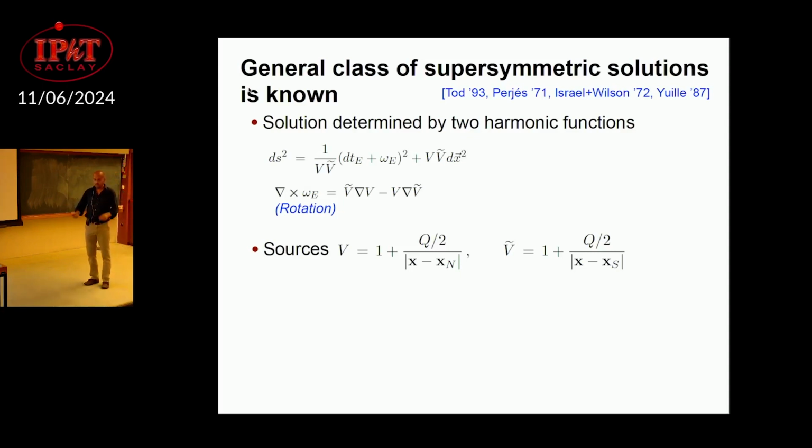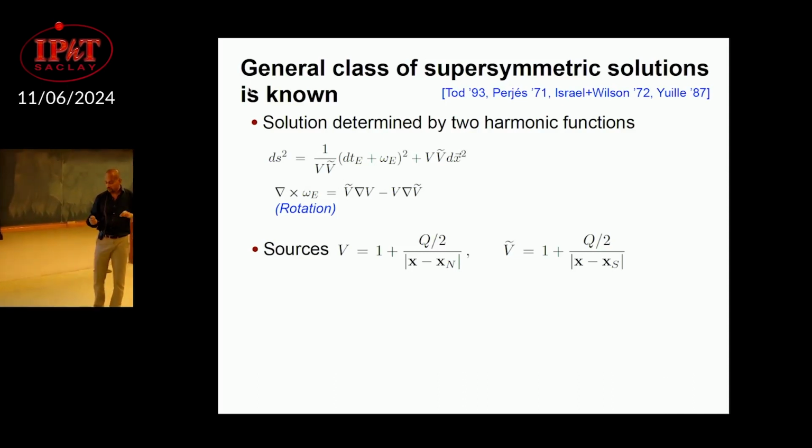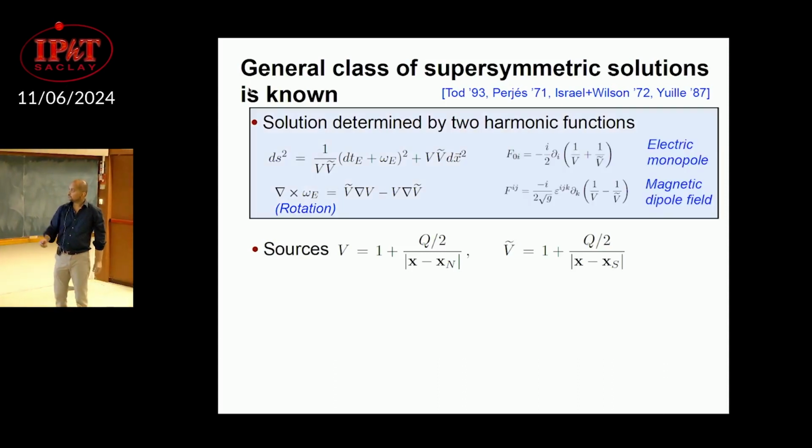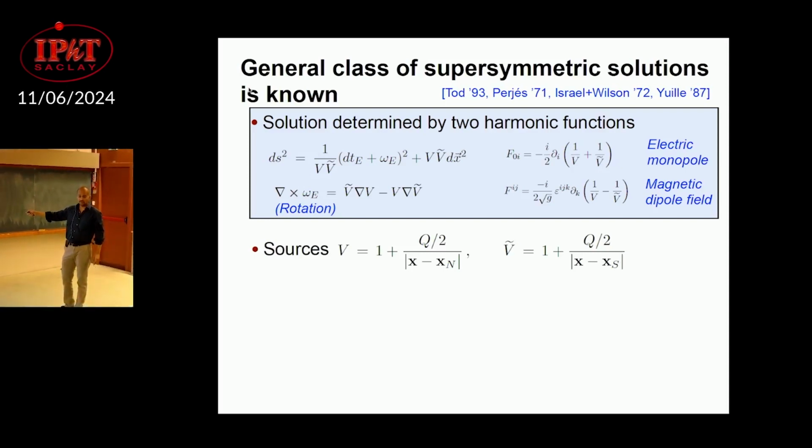So earlier I had one source at the origin. Now I've split it into what I call a north and a south pole. And these two determine the full configuration. That's the metric. There's also an electric field as before. But now notice that there's also a magnetic field.